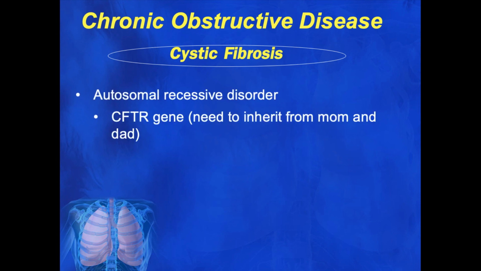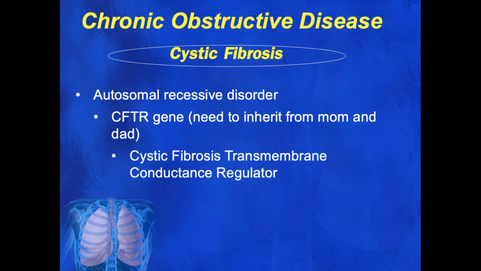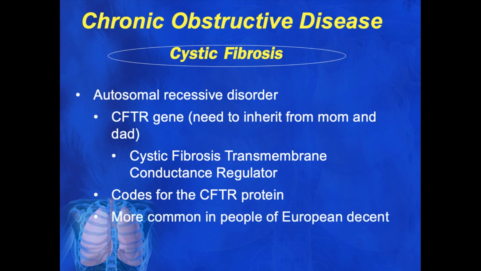This is an autosomal recessive disorder that affects the CFTR gene, and you need to inherit this from both mom and dad. So if you only inherit from mom or only from dad, then you're considered a carrier of this disorder. CFTR stands for Cystic Fibrosis Transmembrane Conductance Regulator. It's a big one. It codes for the CFTR protein, and of course this disorder is more common in people of European descent.